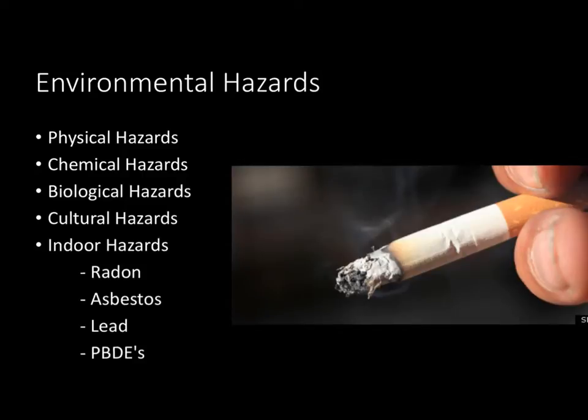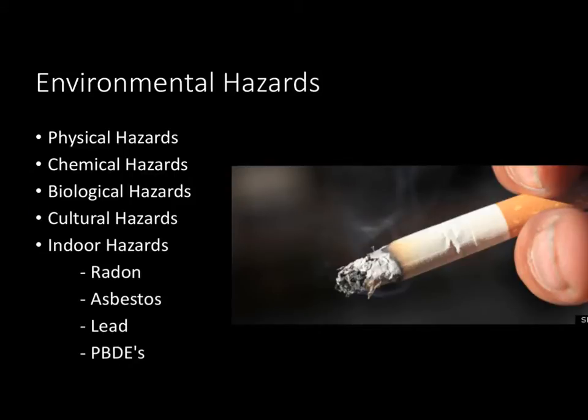Alright, first let's take a look at environmental hazards. First, physical hazards. A physical hazard is basically anything that arises naturally and affects human health. So think of something such as UV radiation that comes from the sun and it hurts humans. It's a physical hazard. Next, let's look at chemical hazards. So a chemical hazard basically includes many synthetic chemicals. So think, for example, pesticides, pharmaceuticals, etc.